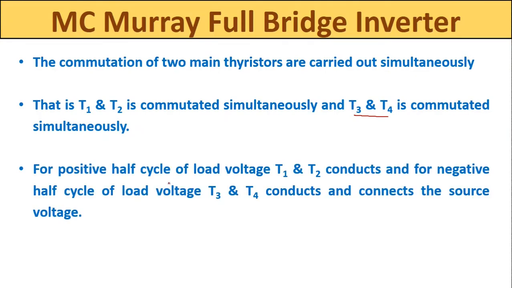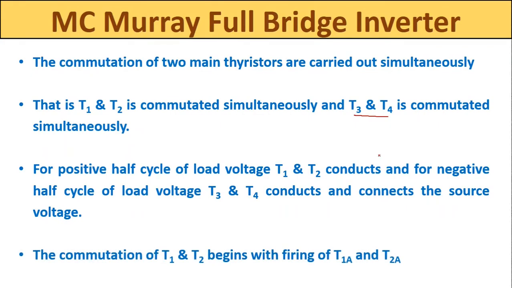So for the positive half cycle of the load voltage, T1 and T2 conduct, and for the negative half cycle of the load voltage, T3 and T4 conduct, and in this way they connect the source to the load. The commutation of T1 and T2 begins with the firing of auxiliary thyristors T1A and T2A. Similarly, the commutation of T3 and T4 begins with the firing of auxiliary thyristors T3A and T4A.